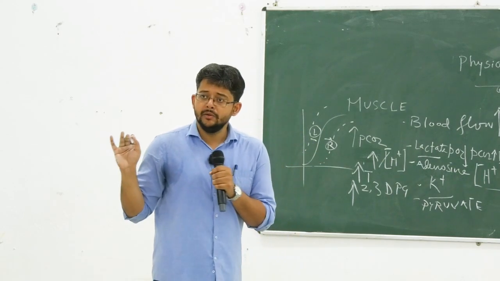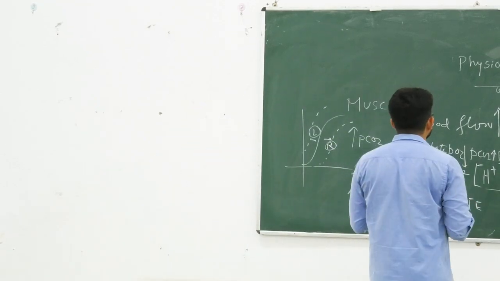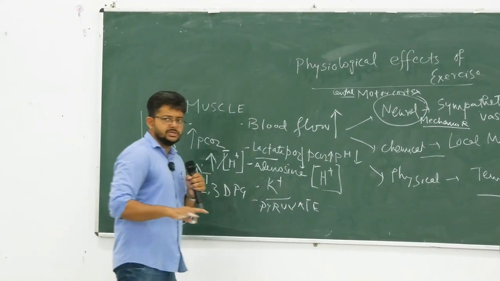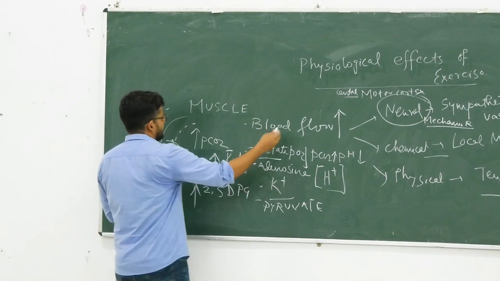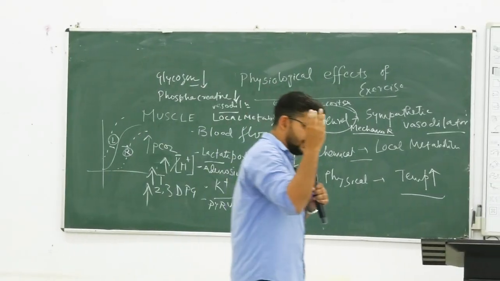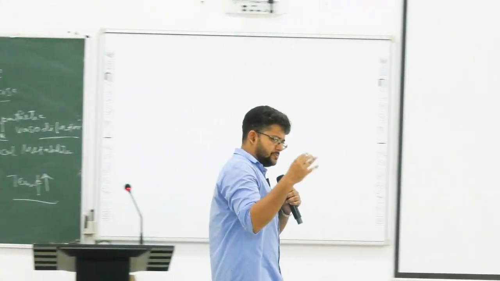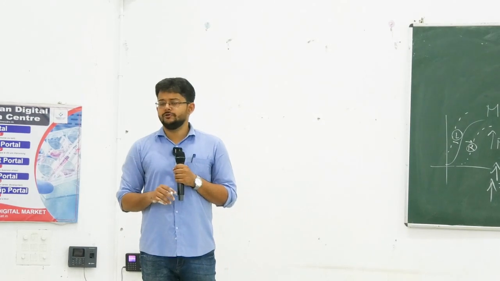Every point here is important. Clear, everybody? What else happens? There are certain other points. First of all, the energy is coming from there. High energy phosphate: every ATP has a high energy bond, and when one bond is broken, a huge amount of energy comes out, and that helps in exercise. Glycogen store, phosphocreatine.